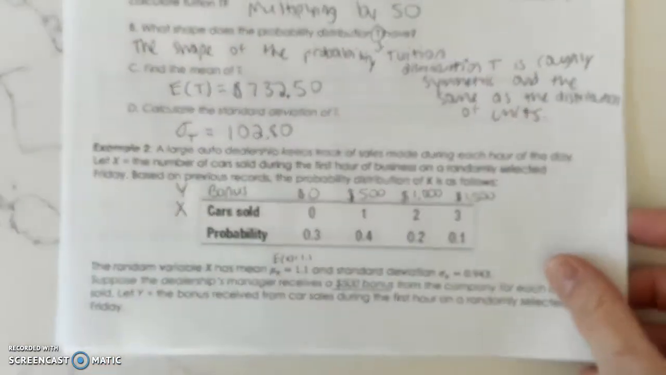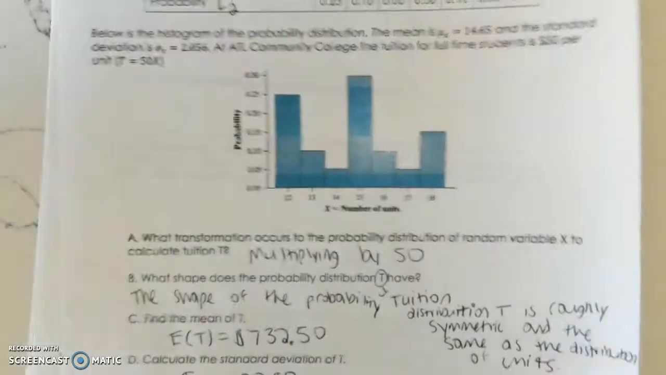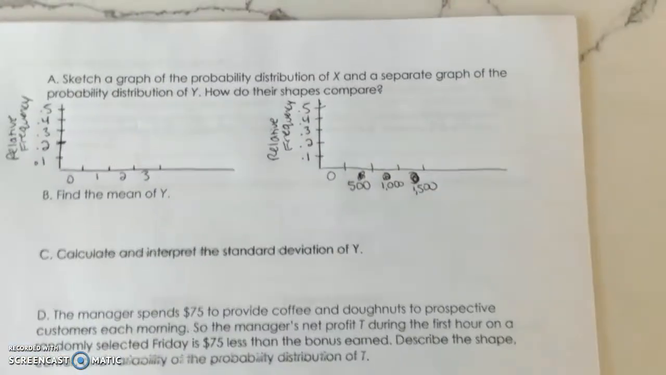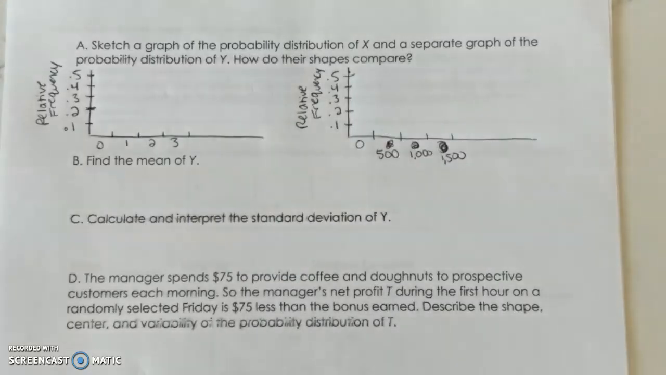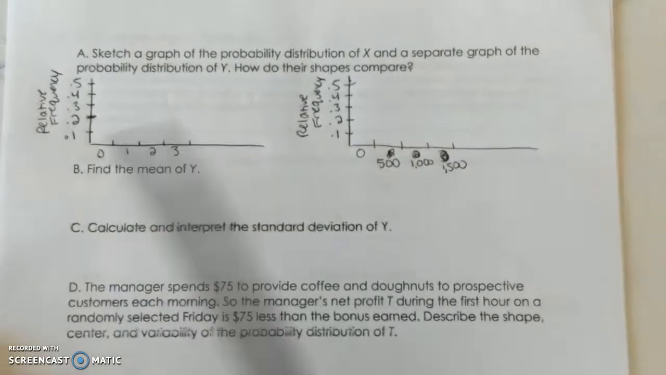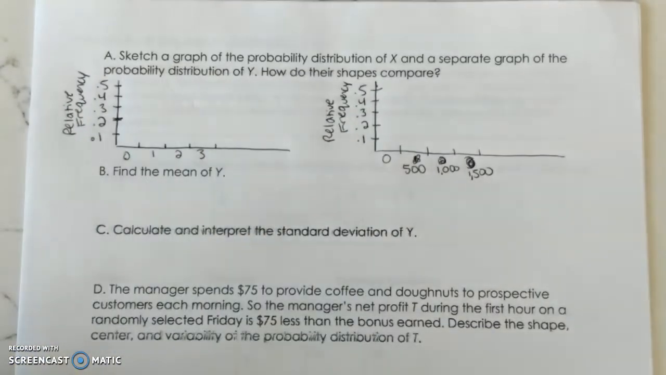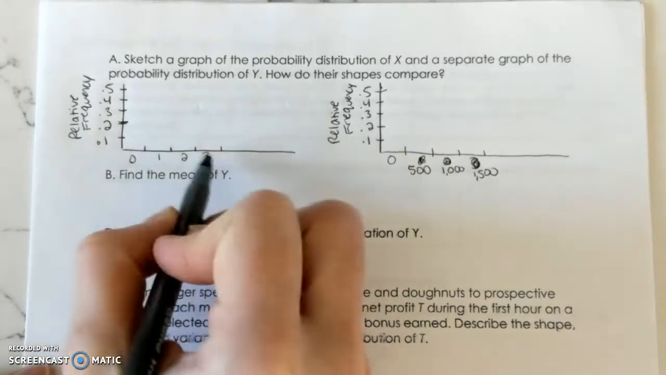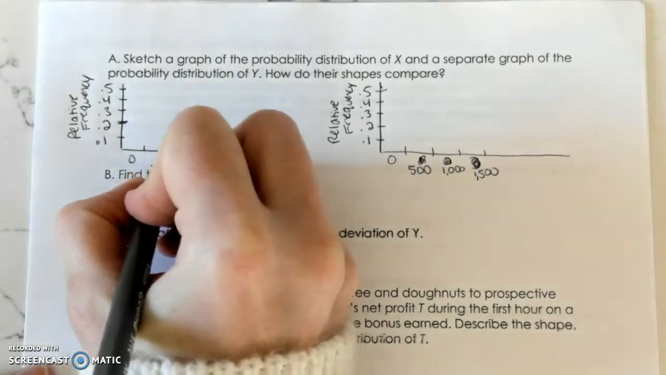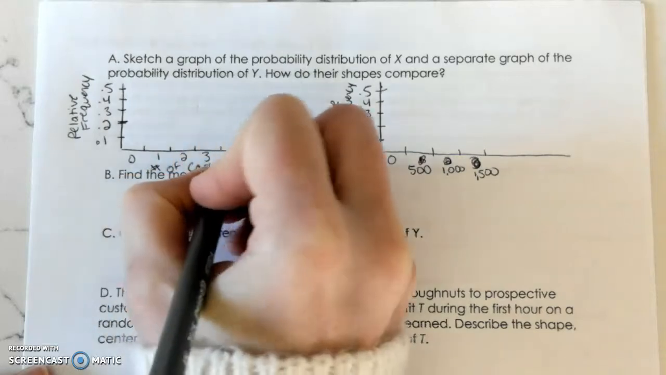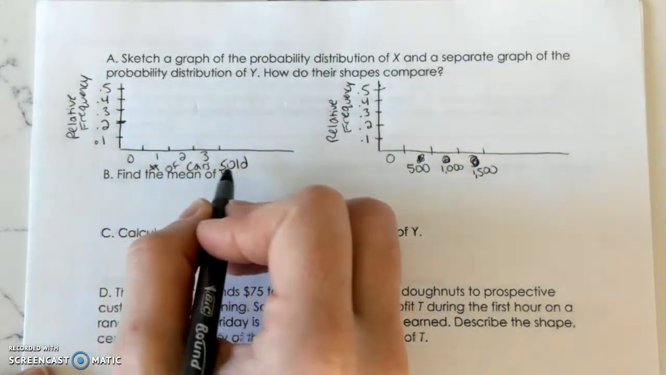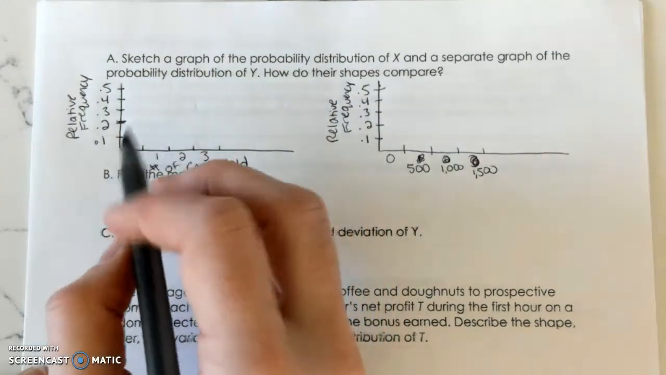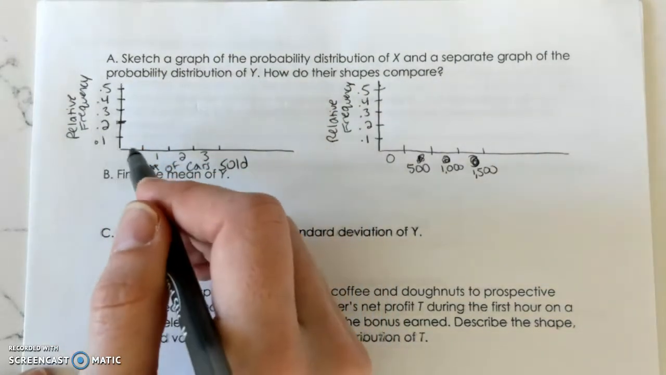All right, go ahead and flip the page over, but you're going to still need to use this chart. All right, so I went ahead. Problem A says sketch a graph of the probability distribution of X and a separate graph of the probability distribution of Y. How do their shapes compare? All right, so I got you started already. Now, I know this is not pretty, but here is my first histogram with the cars, right? So down here I'm going to put number of cars sold. And we know it's number of cars sold during the first hour on a randomly selected Friday. And then here's my relative frequency, another way of saying probability.